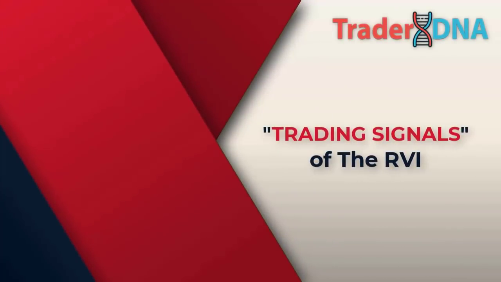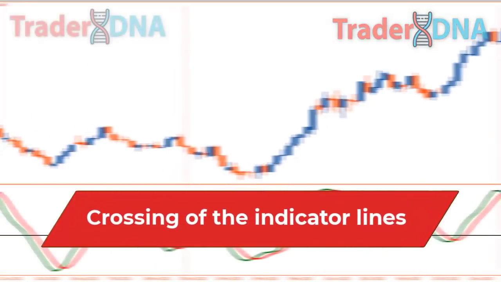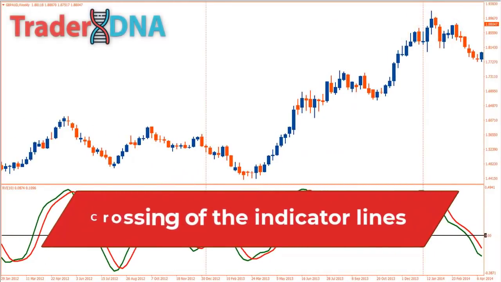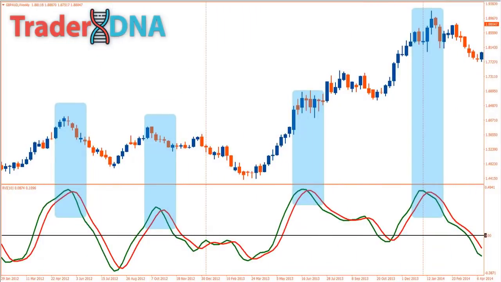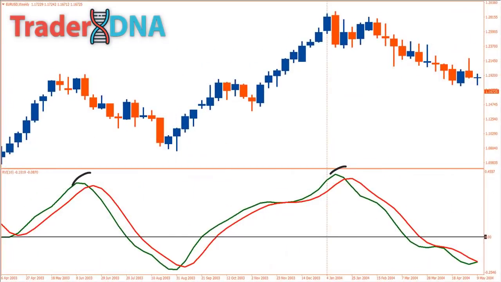Let us discuss three main trading signals given by the RVI. First, crossing of the indicator lines. This signal forms after the RVI forms local highs and lows in the overbought, or above zero, and oversold, or below zero, areas. The signal to sell emerges when the quick, or green, RVI line crosses the slow, or red, signal line from above in the overbought area.